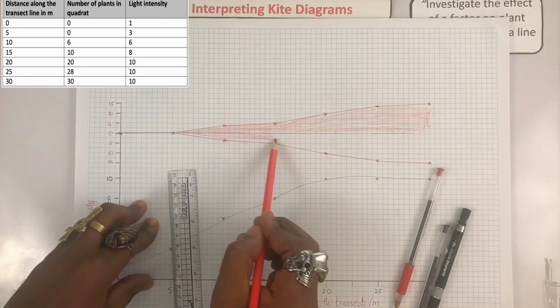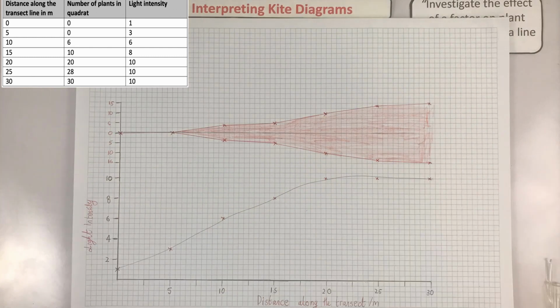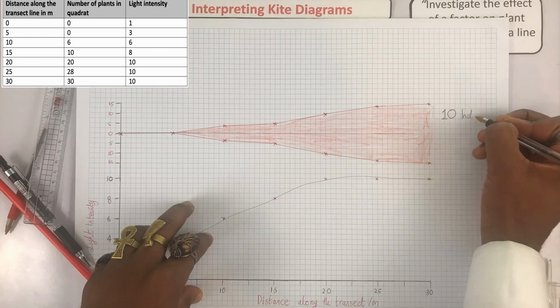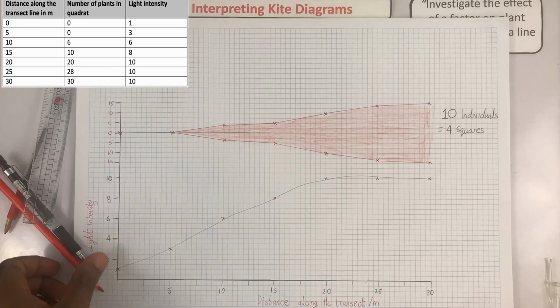They may give you a kite diagram to interpret. In such situations, you will likely be given a key to interpret the number of squares and what that means for your number of organisms. So in my example, 4 squares is equal to 10 individuals. The first thing to notice is that as the light intensity goes up, so does the number of plants.